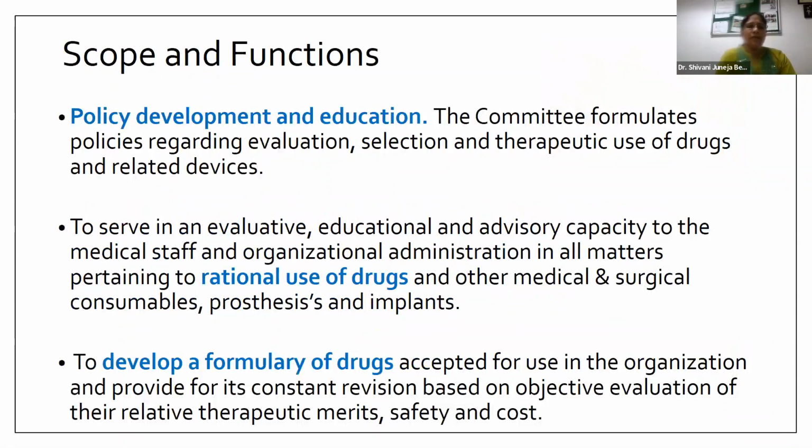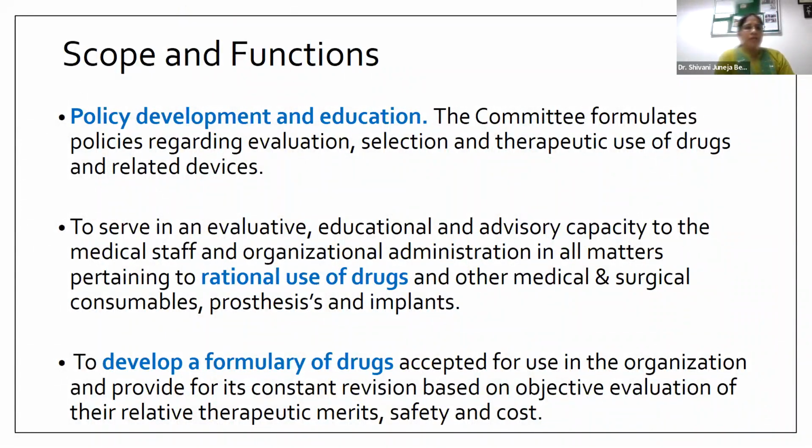So what are the scope and functions of this committee? The first and foremost is the policy development and education. The committee formulates policies with regard to the evaluation, selection, and therapeutic use of the drugs and related devices. So drugs and devices, what all are to be used in the facility, are decided by the PTC after the requisitions from various departments have come. Most of the times these are quarterly meetings wherein, according to the policies, these things are considered. The second is the rational use of drugs.